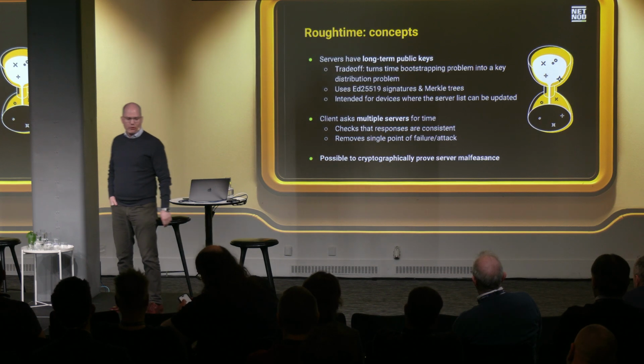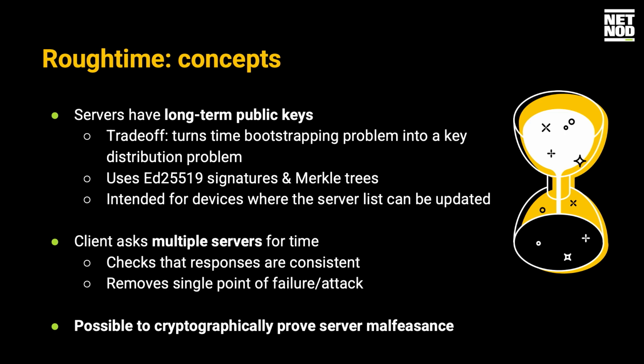So some key concepts about Roughtime is that servers have these long-term public keys. The key is basically meant to be used by a server forever, or as long as it's in use. And those keys are the anchors of trust. So a client places its trust in these keys. And this turns the bootstrapping problem in NTS into a key distribution problem instead. So as I said, we always run into these problems. We can just choose which one we want to have and handle in our particular situation.